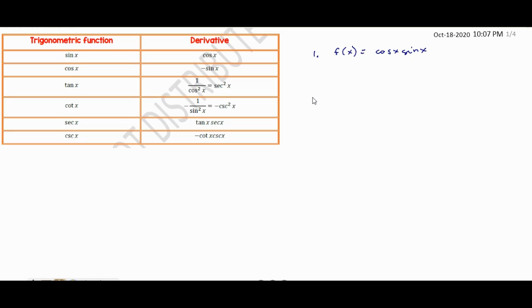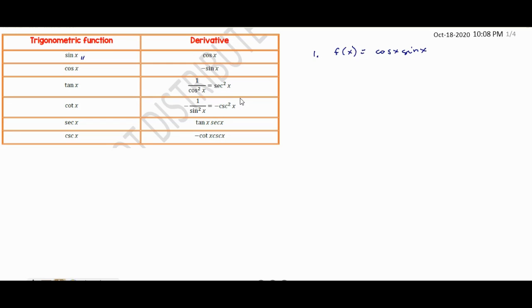Let's start with the function sine x. The derivative of sine x is cosine x. The derivative of cosine x is negative sine x. The derivative of tangent x is 1 over cosine squared x, which is equal to secant squared x. If you will recall from trigonometric identities during your trigonometry course, these two are equal.